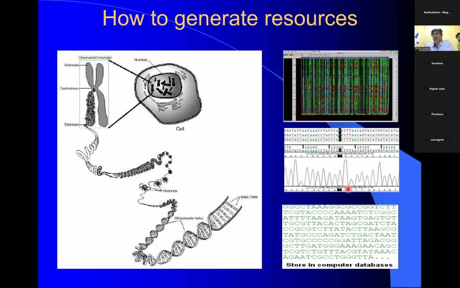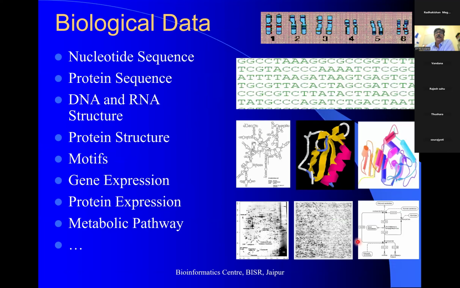And finally, we store this information inside the computers. OK, this is how we generate DNA sequences and protein sequences. So at every step, we can see that we have information.